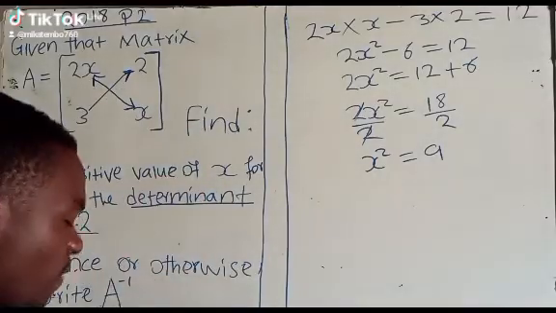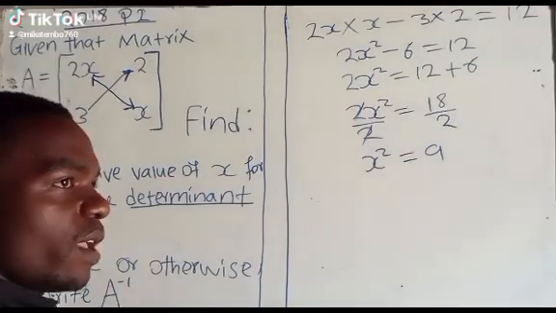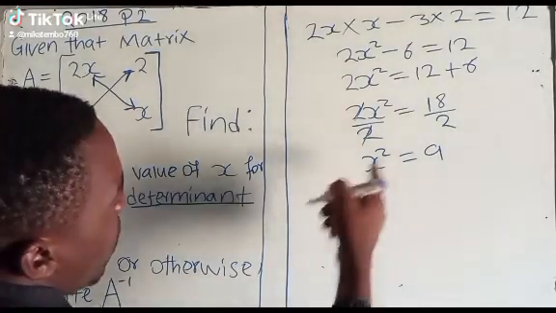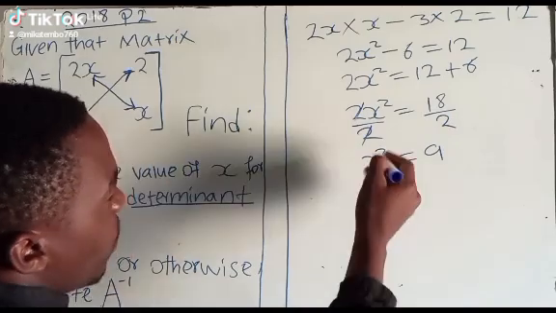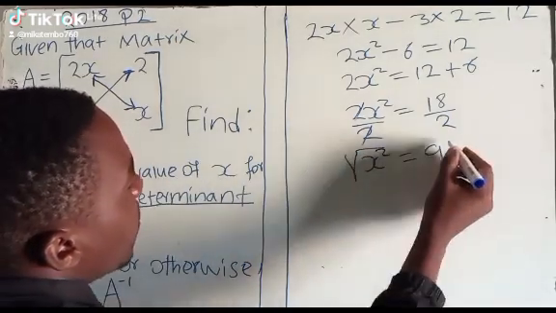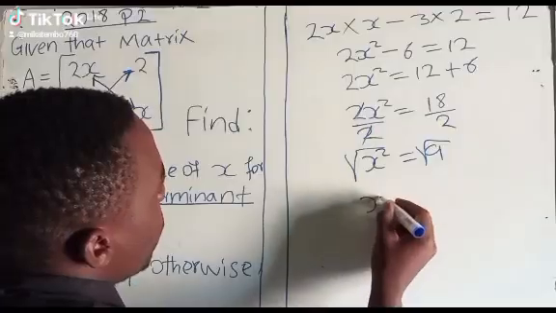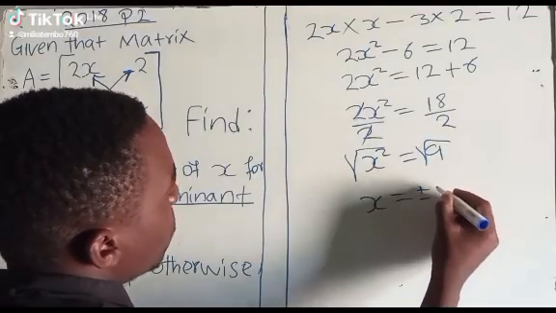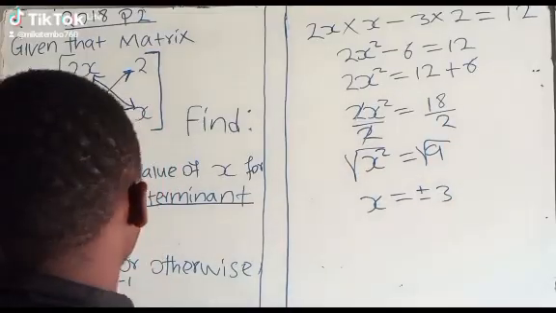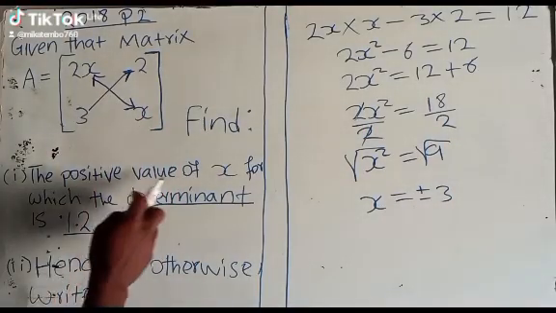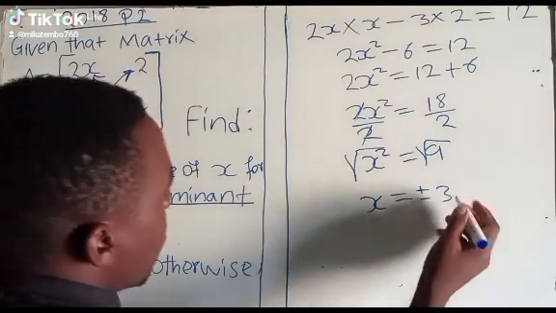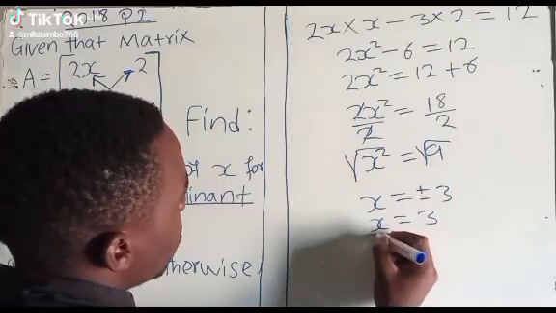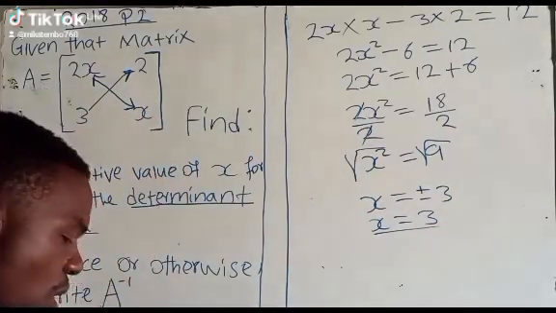Now we are not looking for x squared. We are looking for the value of x, and that value of x should be positive. So here, to get rid of the square sign, we are going to introduce a square root. So our answer will be x is equal to either positive or -3. So in our question, they are saying the positive value of x. So we are going to consider positive 3. So x will be equal to positive 3. So this is the value of x.